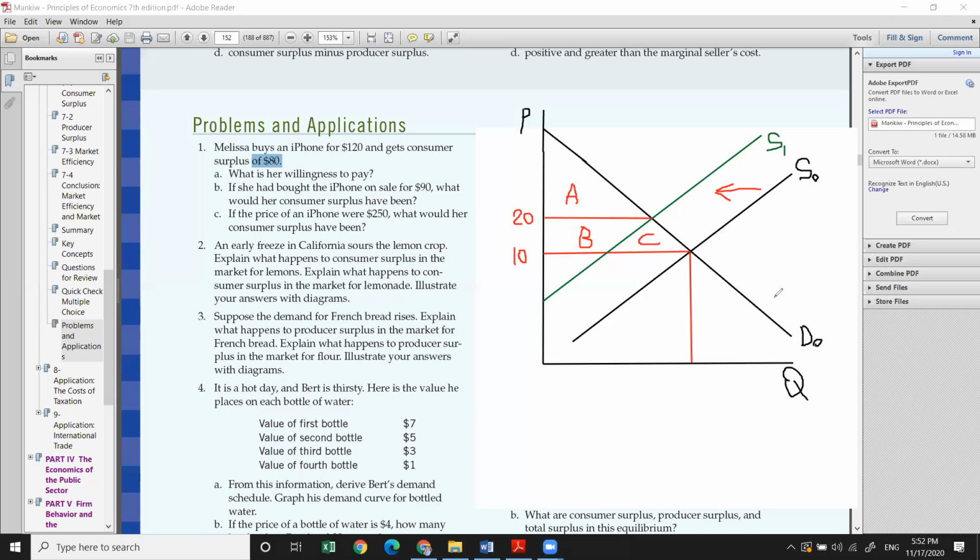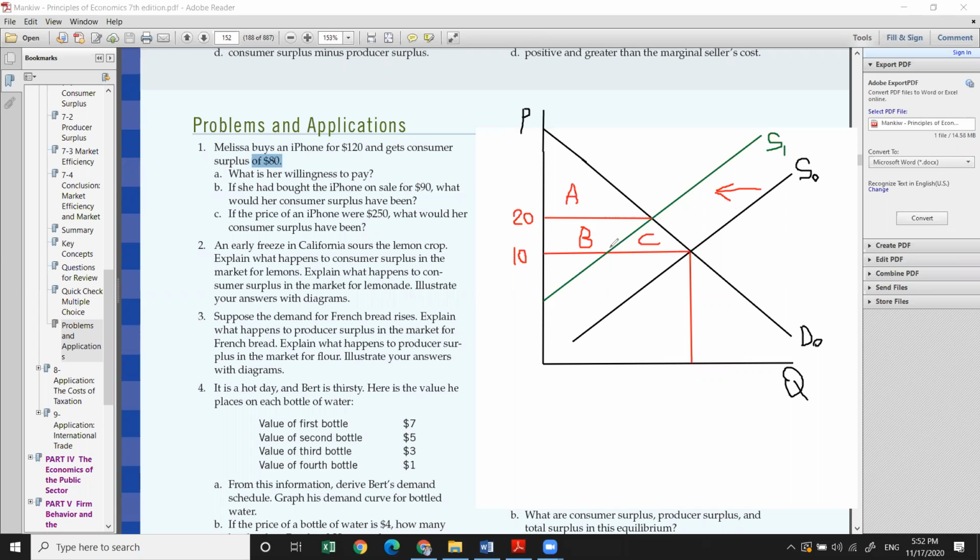Okay, the same story happens in the lemonade market. So the supply shifts to the left. That is shown in this figure as well. We can draw the same figure for the lemonade as well, but I'm not going to draw it. It's exactly the same figure. Supply shifts to the left, and the consumer surplus is reduced.